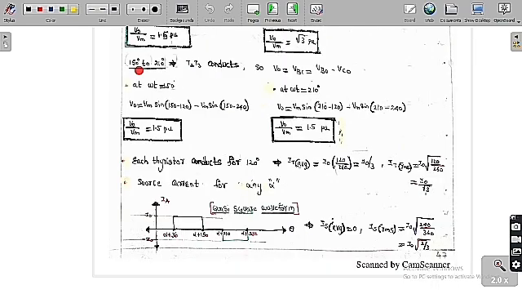Now I want to find from 150 to 210 degree. From 150 to 210 degree, you can see clearly from the graph that T3 and T2 are going to conduct.